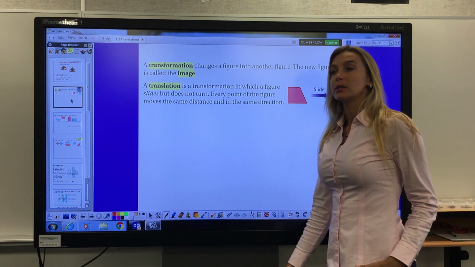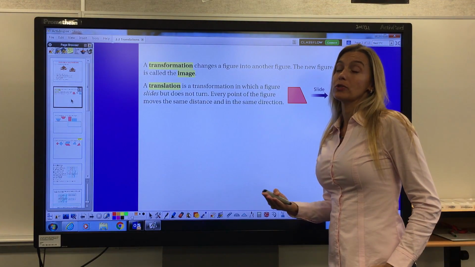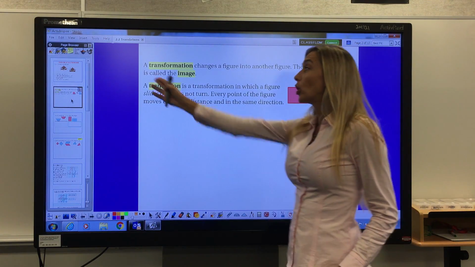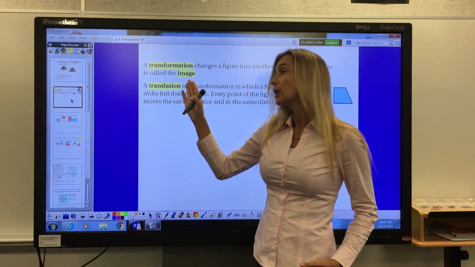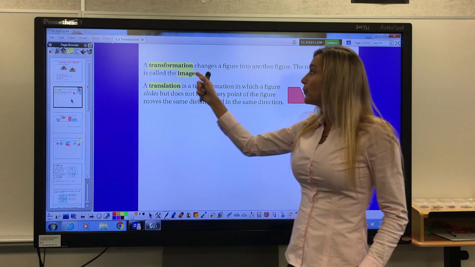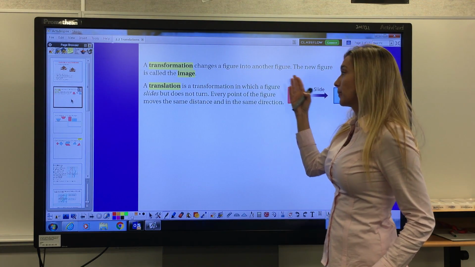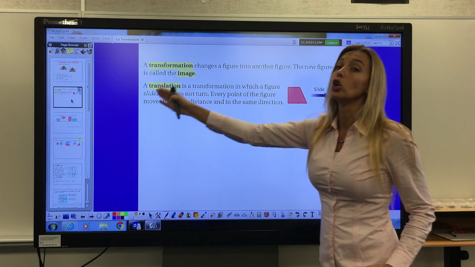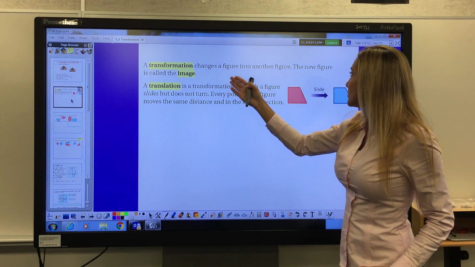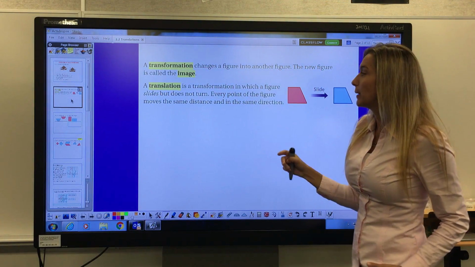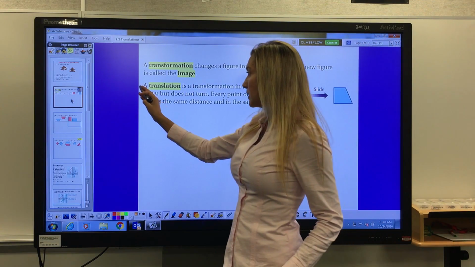What we're going to talk about today is translations. Translation is part of transformations. What is a transformation? It is a change of a figure into another figure. The new figure is called the image. We will start with translation.